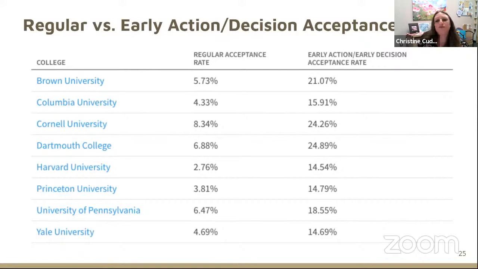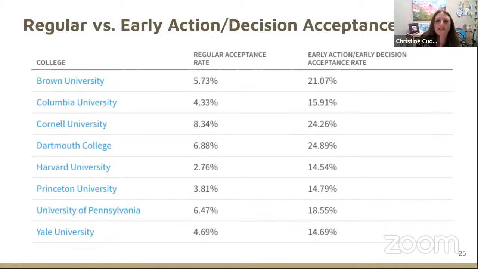Right. Whereas before, like years ago, it was used as students who are really, really interested in that particular school. So I really want to show Dartmouth that I am super interested. So I'm going to apply early. I'm going to get my application done. I'm going to get everything in on time. So you were in essence showing that college that you have a high interest and there's a high chance that you're going to go there.